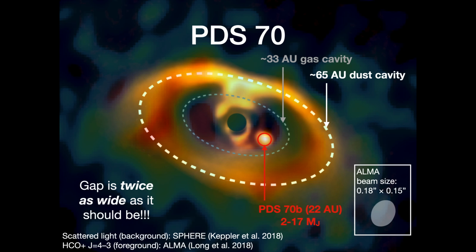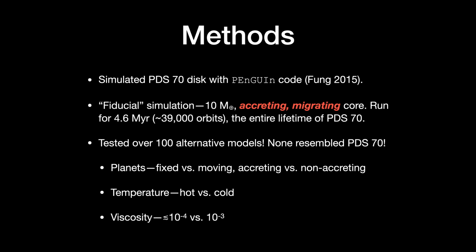But what if the planet were actually eccentric? That's the hypothesis we sought to investigate with our study. So we simulated the disk using the Penguin hydrodynamics code, GPU accelerated, written by Jeffrey Fung, my advisor for this work. The fiducial simulation that we ran, we started with a 10 Earth mass core, which could accrete material from the disk and could also evolve in semi-major axis and eccentricity. In other words, migrate. We ran this for about 5 megayears, which is something like the lifetime of a protoplanetary disk.